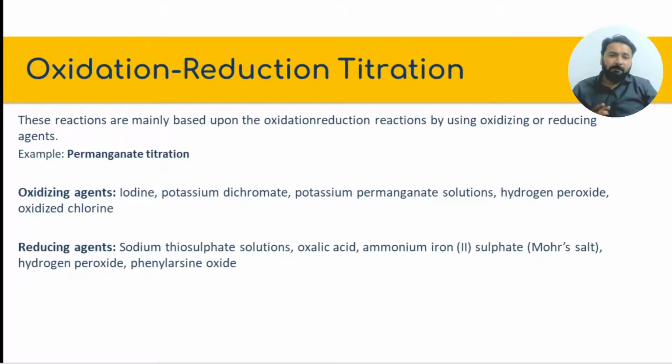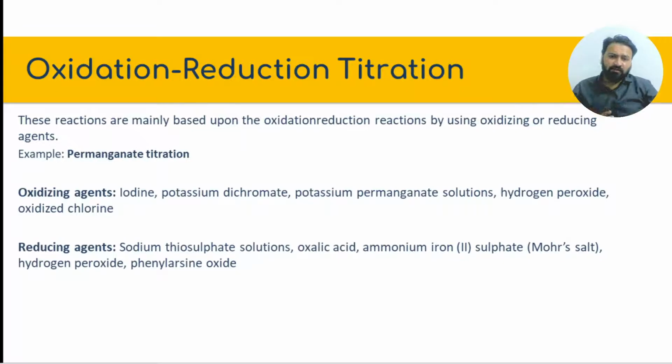Now, if we are using an oxidizing agent, examples are iodine, potassium dichromate, potassium permanganate solution, cerium 4 salt, and hydrogen peroxide. The oxidizing agents oxidize others but reduce themselves. Always remember, the oxidizing agents oxidize others but reduce themselves. Oxidizing agents like iodine, potassium dichromate, potassium permanganate, hydrogen peroxide, cerium 4 salt, and some examples like oxidized chlorines.